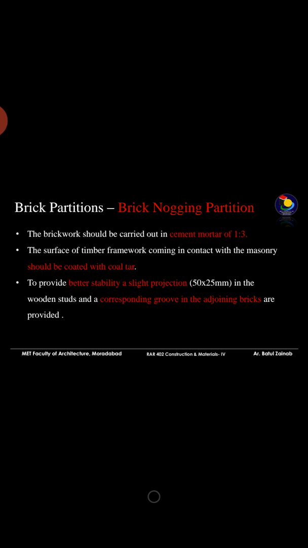The brickwork should be carried out in cement mortar in the ratio of 1:3, where 1 is your cement and 3 is your sand. The surface of the timber framework coming in contact with the masonry should be coated with coal tar. Why coal tar? So that a grip forms between the brick placement and your wooden members. To provide better stability, a slight projection of about 25 to 50 mm in the wooden studs is provided, and a corresponding groove in the adjoining brick is provided.